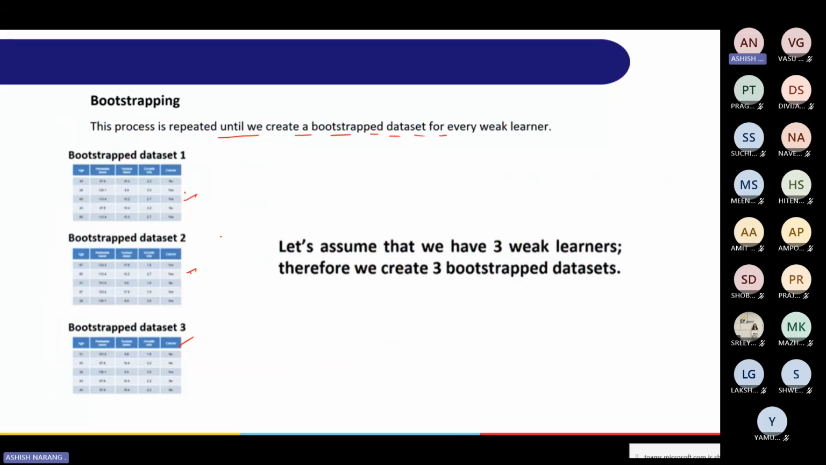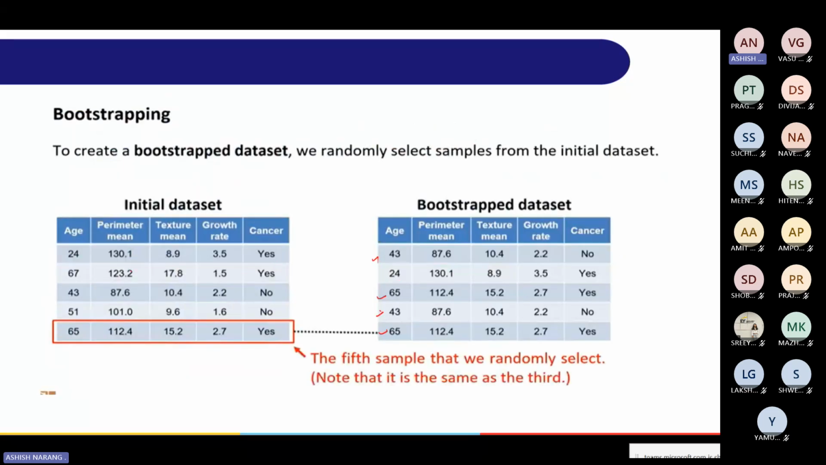Okay. So let's assume we have 3 weak learners, and therefore we create 3 bootstrap data sets, as shown in the diagram. Maybe you are not able to read it, but assume it. This is something taken from here with some repetition.